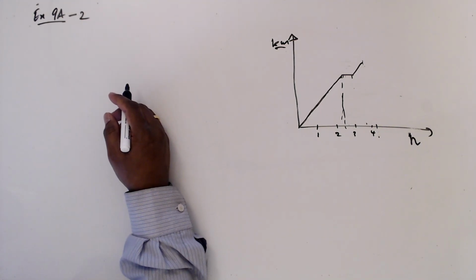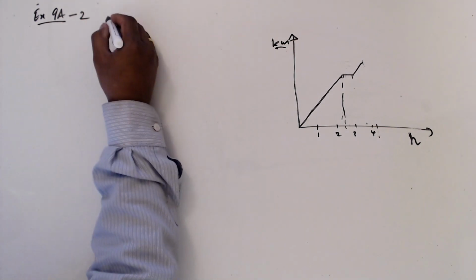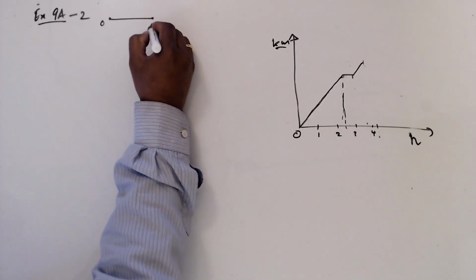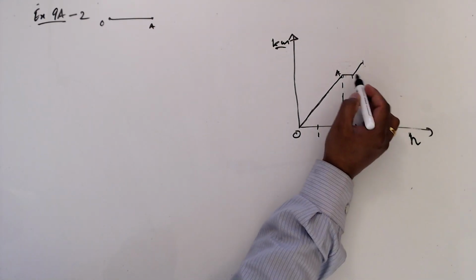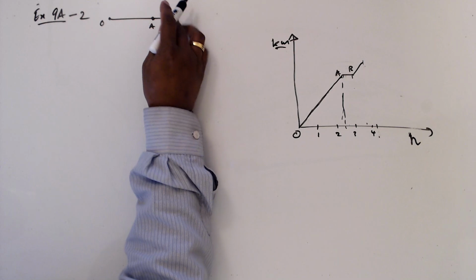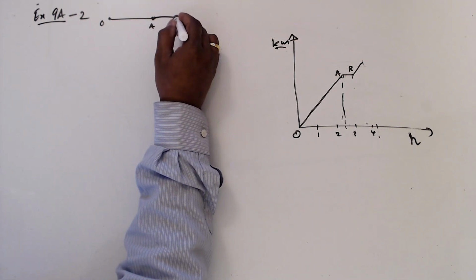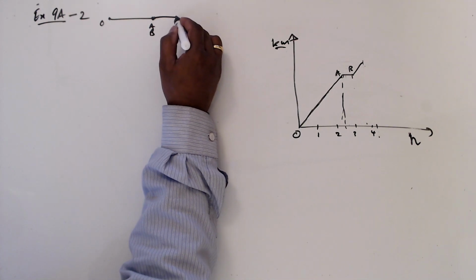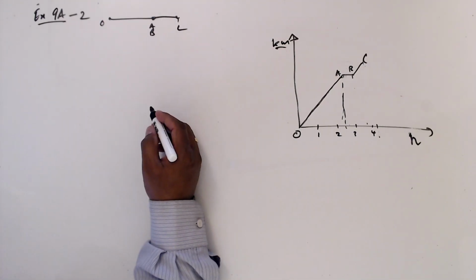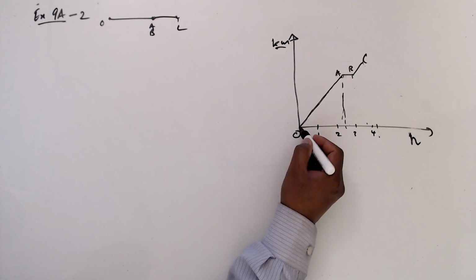Question number 2. Kyle drives from home to a hotel. He drives for 2.5 hours and the average velocity is 60 kilometers per hour. He then stops. So he starts from O and stops at A, spends some time over there, like half an hour, and then continues from A to B in the same place, then continues to C.